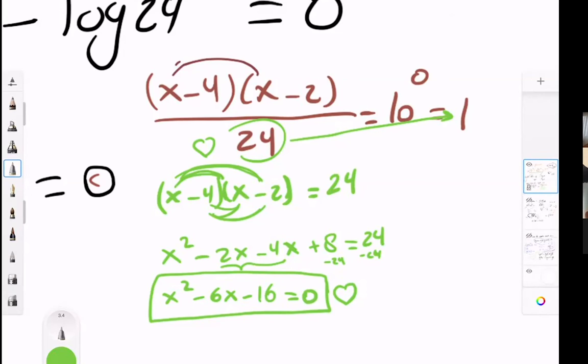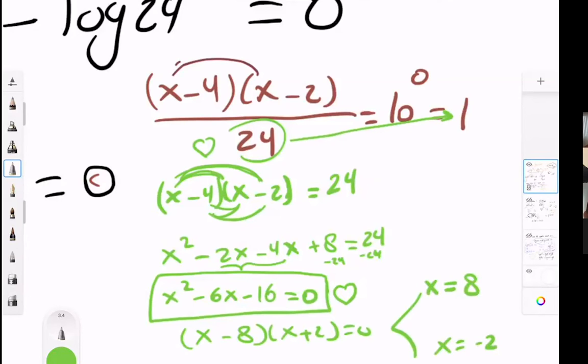Yes. Ella, can I factor this? Yes. What are the factors? x minus 8, x plus 2. Very nice. x minus 8 times x plus 2 equal to 0. I get x equal to 8, x equal to negative 2.